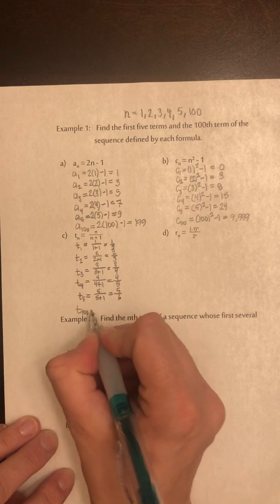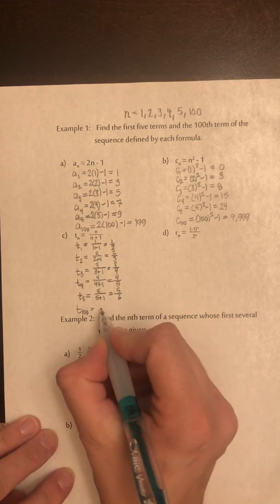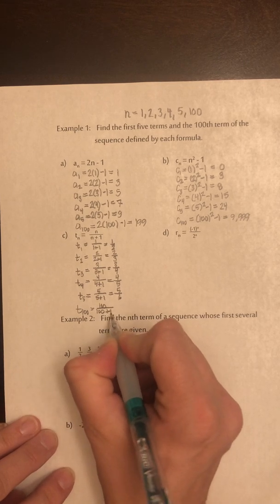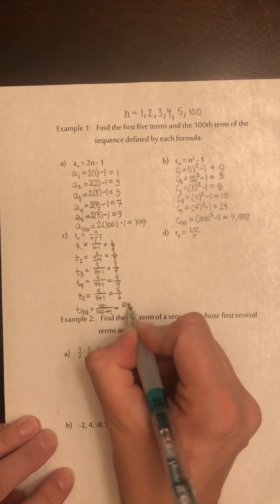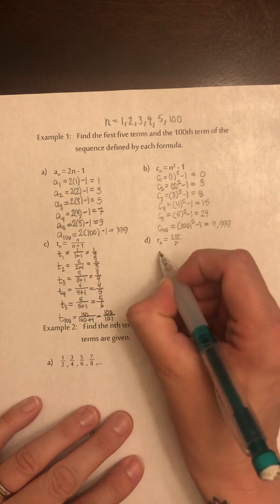And lastly, man, my hand hurts. It's like carpal tunnel. The 100th term, we're going to have 100 over 100 plus 1, and we get 100 over 101. See, these aren't too bad. Maybe a little tedious, but they're fairly easy.